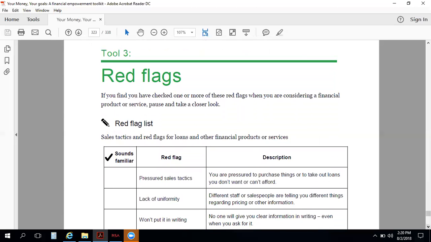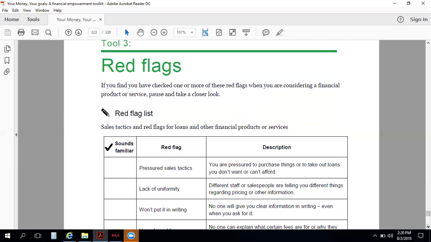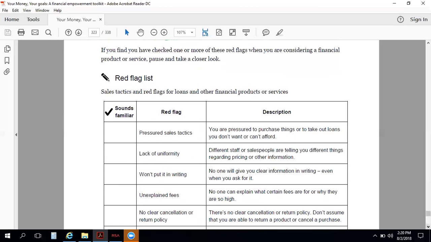Tool 3 is the red flags checklist. These are some common tactics that a scam artist may use to try to force or coerce a client into spending money or sending money. Like a pressured sales tactic, where you're pressured to purchase things or take out loans you don't want or can't afford. Lack of uniformity: different staff or salespeople are telling you different things. There's no consistency in the information being provided regarding the item or service they want you to purchase.